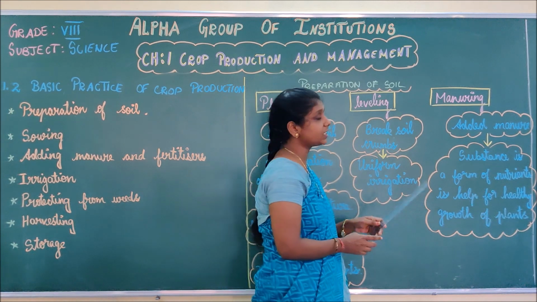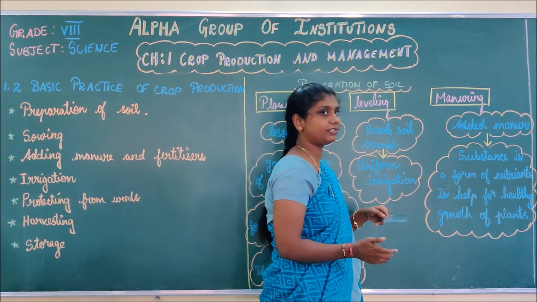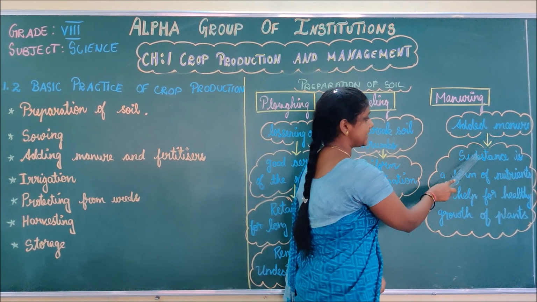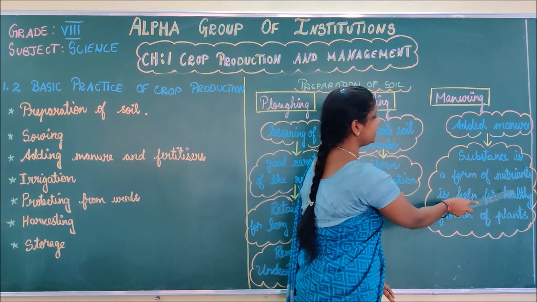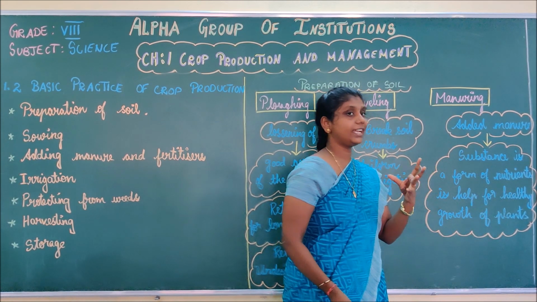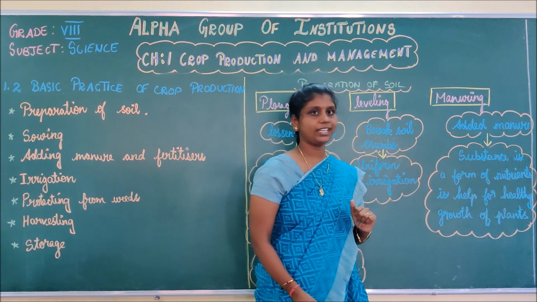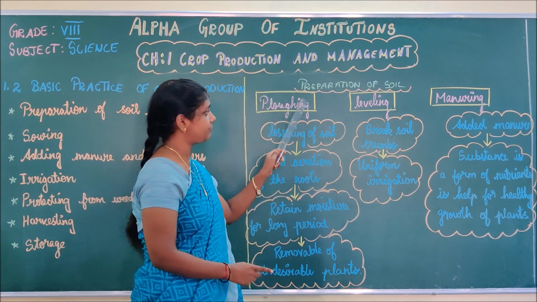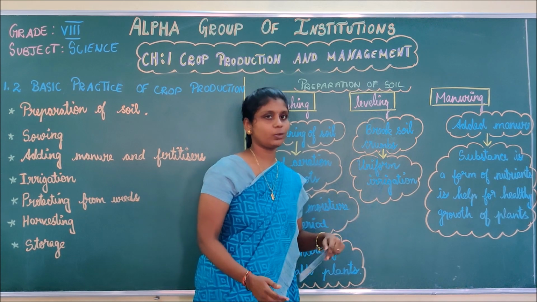Next, we are going to discuss what manuring is. Manuring means adding manure. First, what is manure? Manure is a substance, a form of nutrients. It is helpful for the healthy growth of plants. Do you understand? What are the three steps of preparation of soil? First is ploughing, next leveling and manuring. Okay, do you understand?